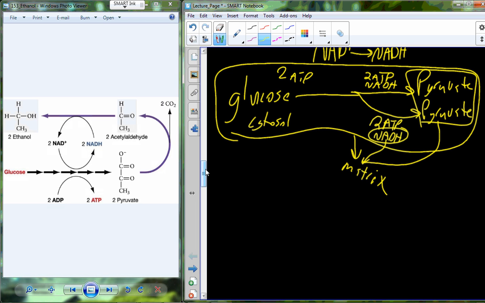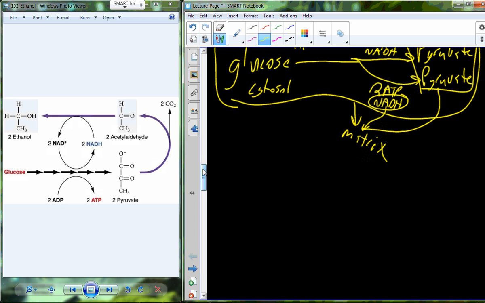The mitochondria into Keanu Reeves. So we want to get them into the matrix, into the mitochondrial matrix. That means what? We have to transport. So don't forget our 2 transport mechanisms.